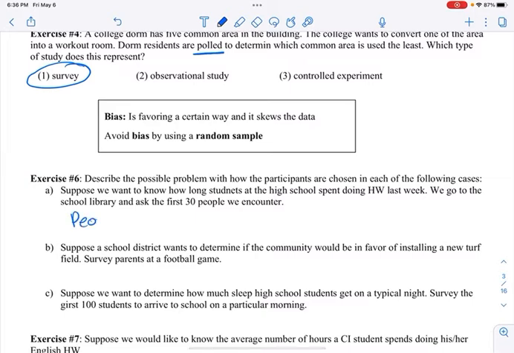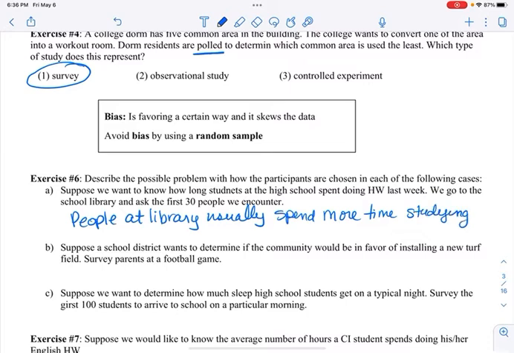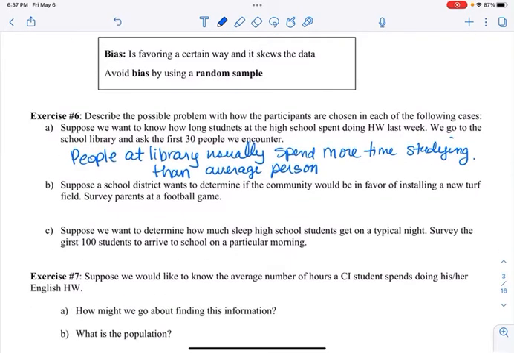All right, so people at the library usually, not always, but usually spend more time studying. Certainly more time studying than, maybe if you go to the gym and ask, all right, but they usually spend more time studying than the average person. So there's the potential for having bias there.